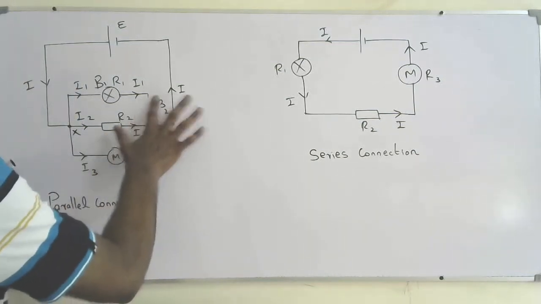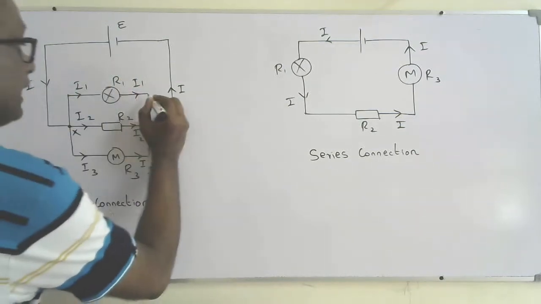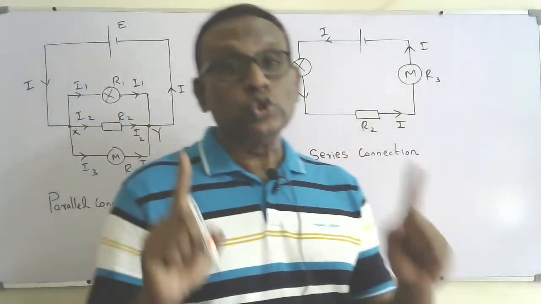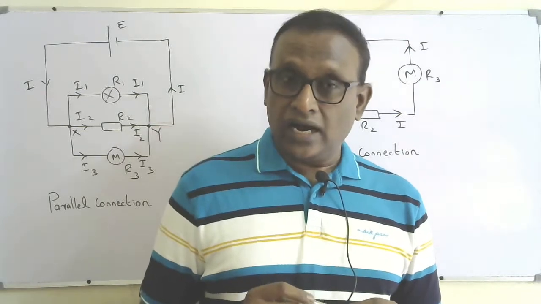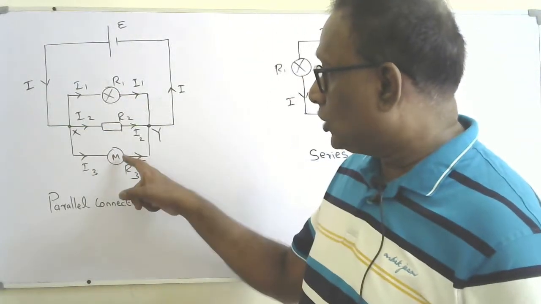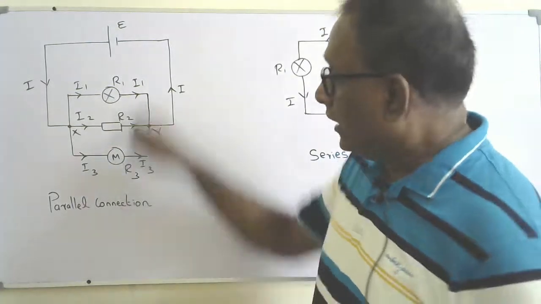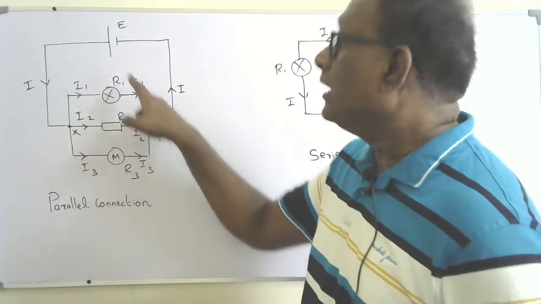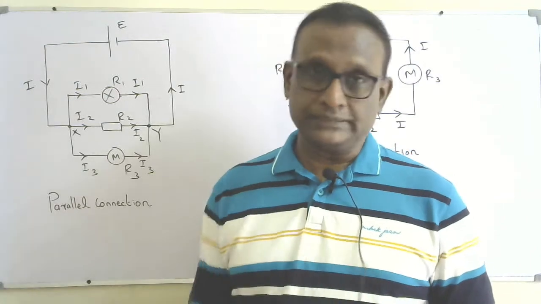So if you want to say two components are connected in parallel, they must be directly connected across two junctions. Then only we can say they are connected in parallel among them. So here all these three components, bulb, resistor and the electric motor, are directly connected to the junctions X and Y. Therefore, they are connected in parallel among them.